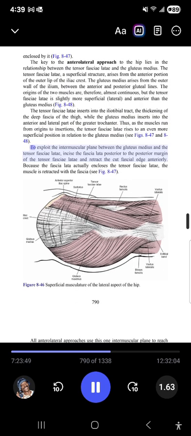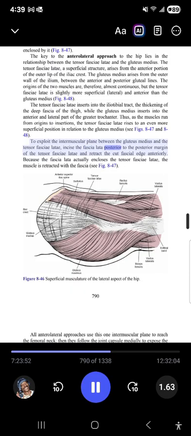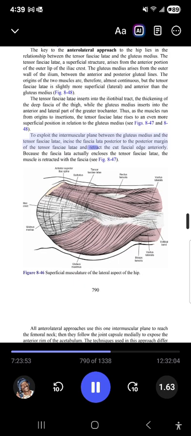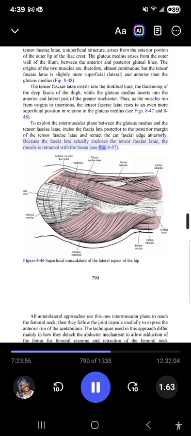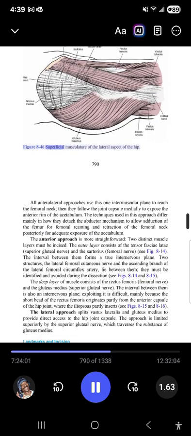To exploit the intermuscular plane between the gluteus medius and the tensor fasciae latae, incise the fascia lata posterior to the posterior margin of the tensor fasciae latae and retract the cut fascial edge anteriorly. Because the fascia lata actually encloses the tensor fasciae latae, the muscle is retracted with the fascia, see figure 8-47. Figure 8-46, superficial musculature of the lateral aspect of the hip.